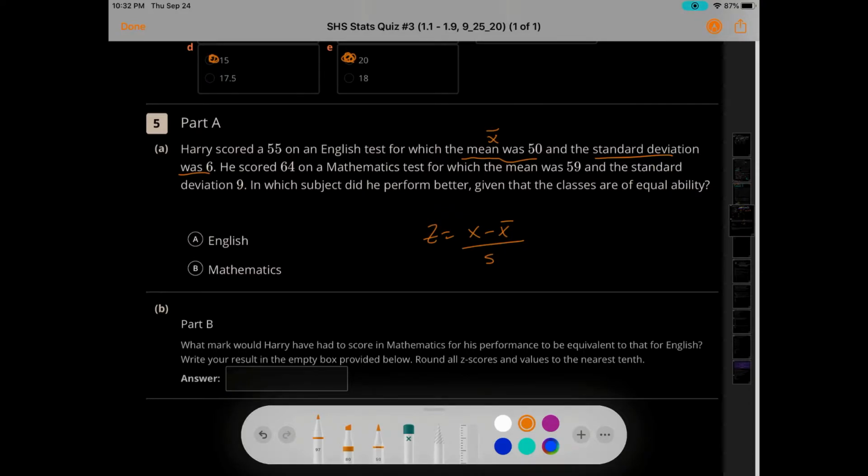Alright, let's do this for math. And I'm going to do the same thing for English. Z equals x minus x bar over s. So let's go over that. Z equals, he scored a 64, so there's my x value. The average is right here, 50. And standard deviation was 6. That means he will have a z-score. Remember, to compare apples and apples, we have to use standardized score. So 64 minus 50 divided by 6 gives me 2.33.